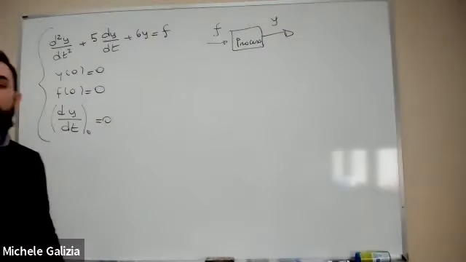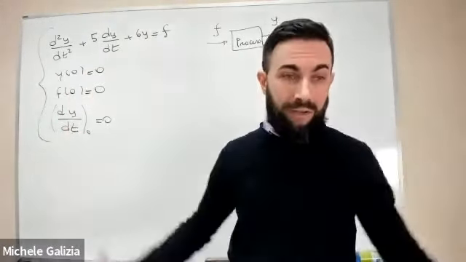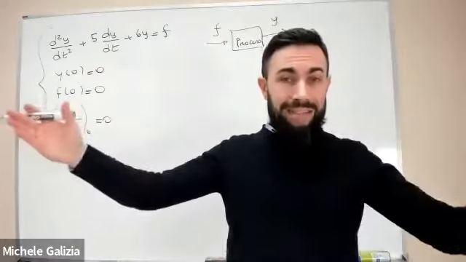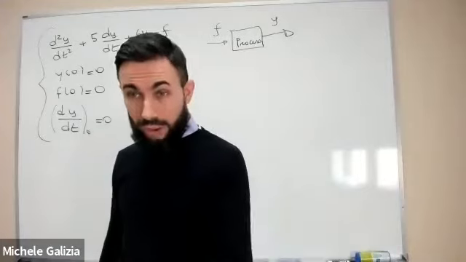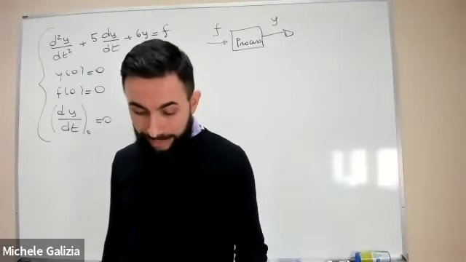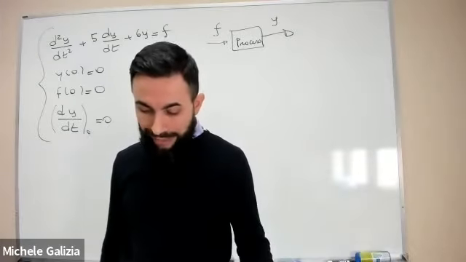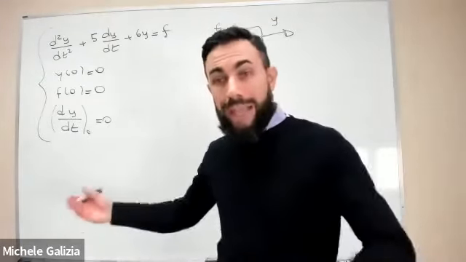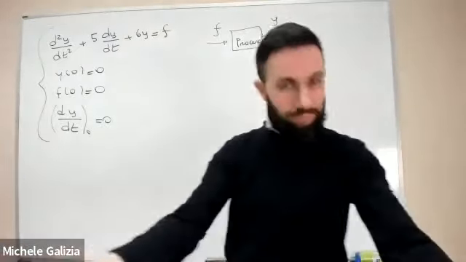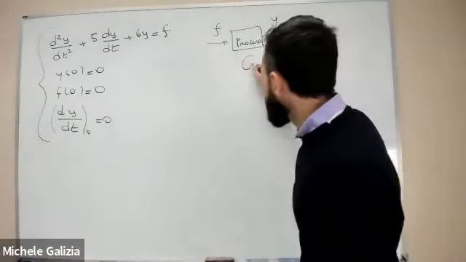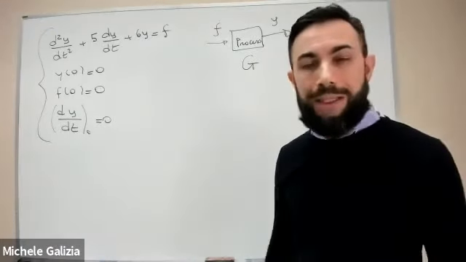So how do we normally represent processes? By their transfer function. The transfer function is the ID of any process. And indeed, the question here is: develop a transfer function that describes the effect of the input f on the output y. So we have to find the transfer function. Now, very clearly, we have to find the G, the transfer function of this process. So how would you proceed?